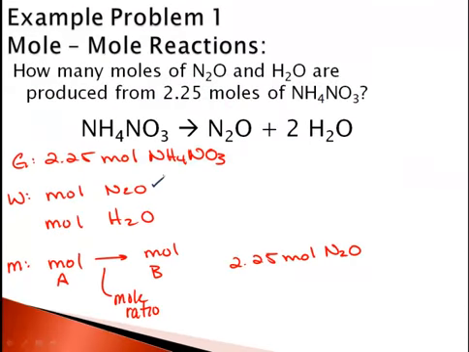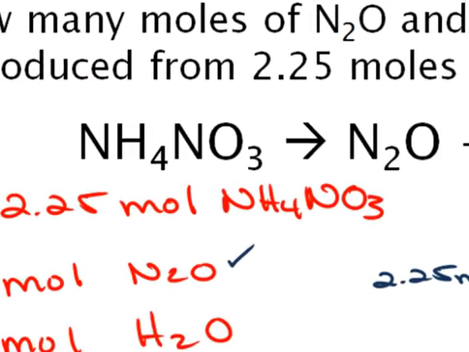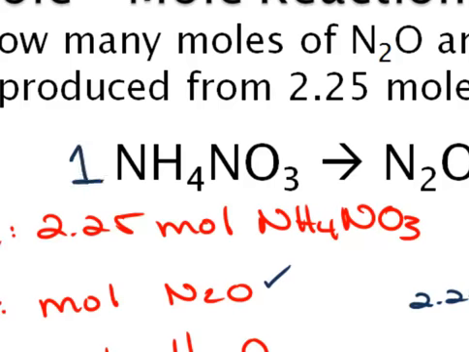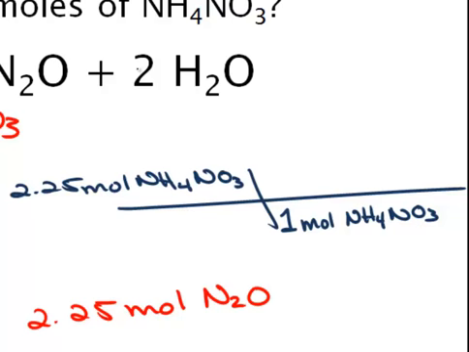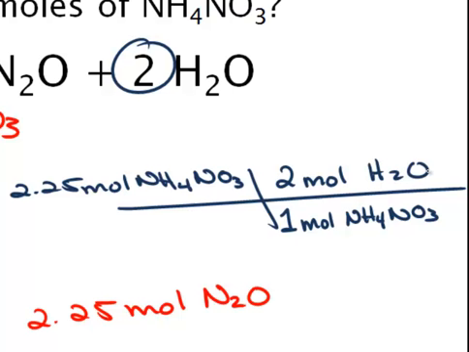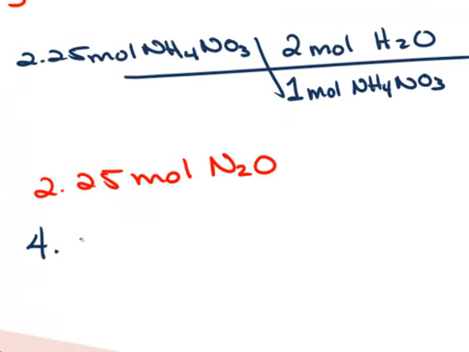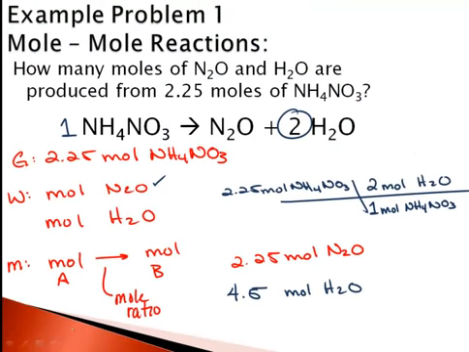So now if I'm going to look at my second want, I want moles of H2O. So I'll still start off the same way. 2.25 moles of NH4NO3. I still have 1 mole of NH4NO3. But now I have 2 moles of water. So I take my 2.25 times 2, and I get 4.5 moles of H2O.